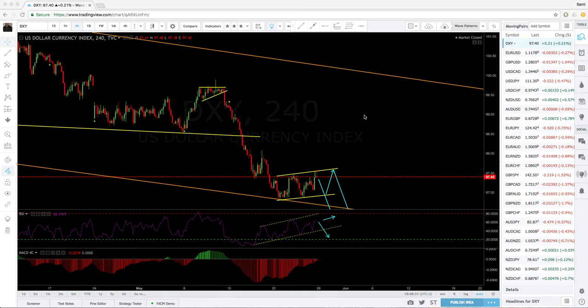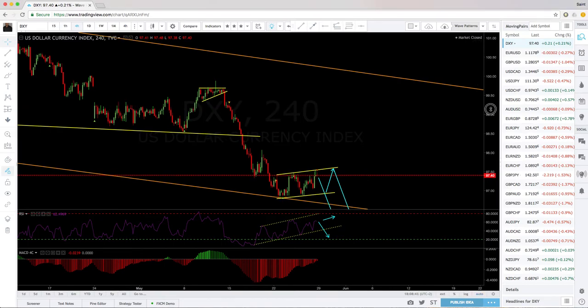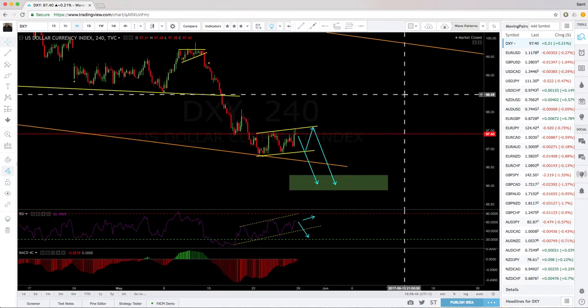Good day, traders. This is Wave Rider with your weekly Forex outlook for the 29th of May through the 2nd of June. June is already on us, so let's see what the market will give us this week. We'll start with the dollar index.